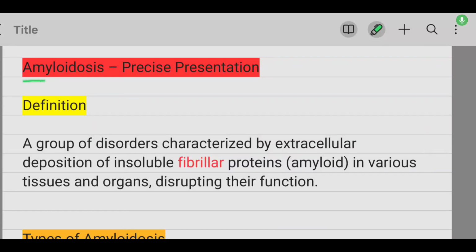Channel. In this video I will discuss amyloidosis. So amyloidosis is a group of disorders that is characterized by extracellular deposition of amyloid. What is amyloid? It is insoluble fibrillar protein and it deposits in various tissues and organs like in heart, also in the brain, and disrupt their function.